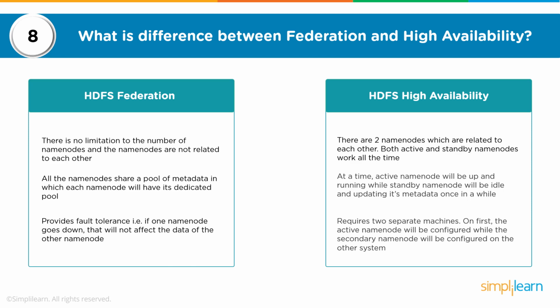Now when it comes to heartbeats, all your data nodes are sending their heartbeats to all the name nodes, and all the name nodes are aware of all the data nodes. When you talk about high availability, this is where you would only have two name nodes. So you would have an active and you would have a standby.